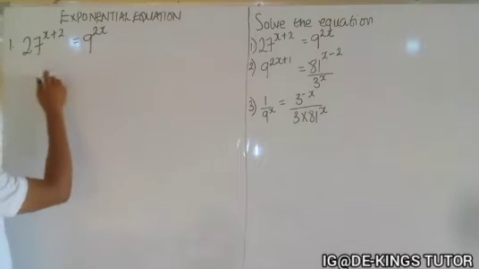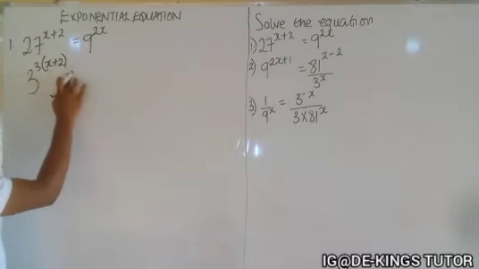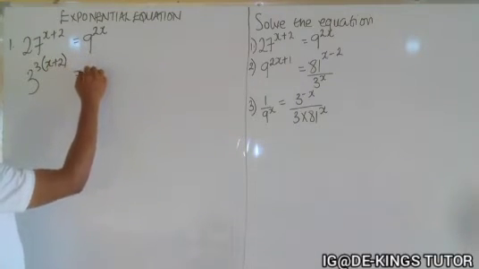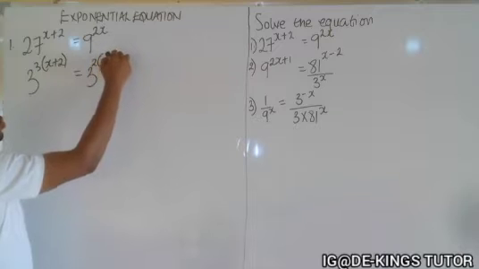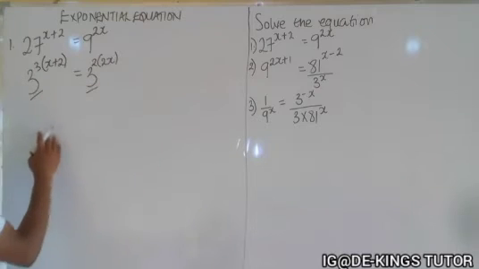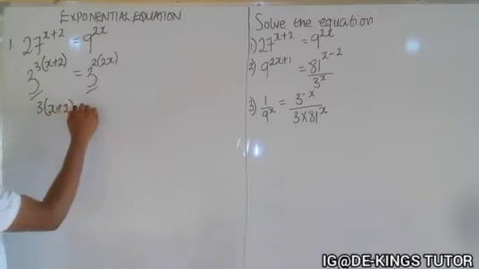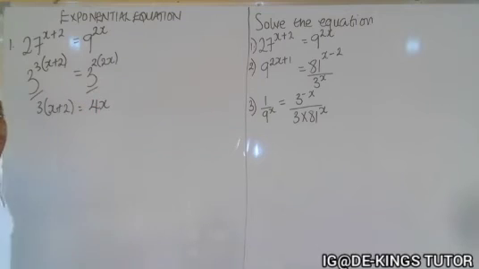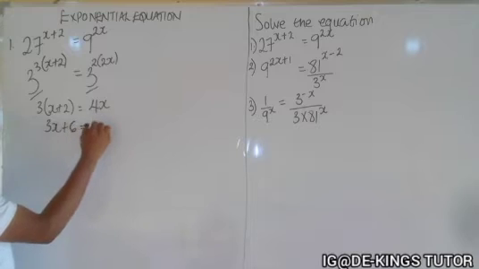Now 27 can also be given as 3 raised to the power 3, with x plus 2 in brackets, because it has to multiply everything here. This equals 9, which can also be 3 raised to the power 2, because 3 times 3 is 9, multiplied by 2x. At this point they are the same base, so we can equate the powers. So we have 3 into x plus 2 equals 2 times 2x, which gives 4x. Now I have to open this bracket: 3 times x is 3x, plus 3 times 2 is 6, equals 4x.